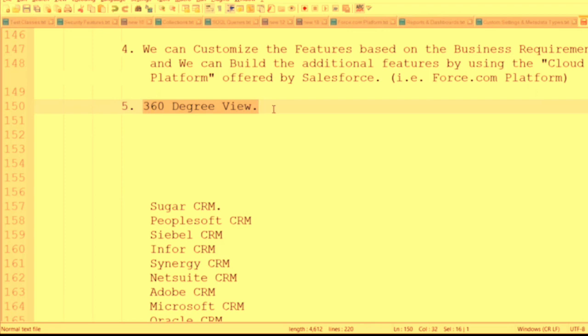Okay, 360-degree view. 360-degree view means what? It's the complete history. The complete history of the customer at one place. Now, for example, let's take a small scenario. Assume that I'm applying for a bank loan, a personal loan or home loan, whatever.